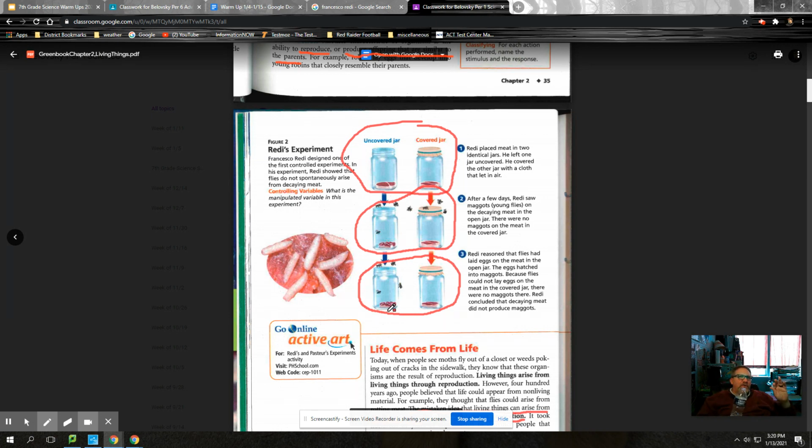His experiment showed that if the flies can't get to the meat, they can't lay their eggs down in the meat, and you won't get maggots from the meat. So Francisco Redi is credited for coming up with that discovery, one of those discoveries.